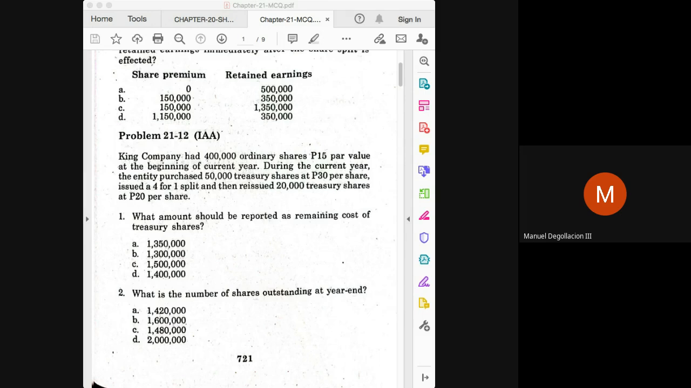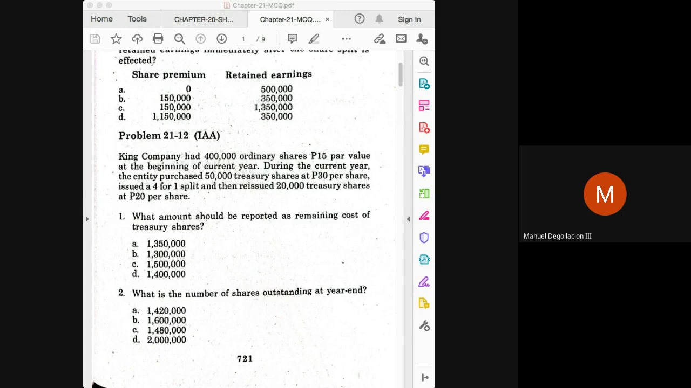Okay, and since you reissued 20,000, then the amount that will be reported as treasury share should also be reduced. Okay, but it's important for you to get the correct amount of remaining treasury shares. Yes, we have computed earlier, your remaining treasury shares is not 30,000, it's not 50 minus 20. It is also not 120,000. It's not the difference of 30,000 times 4. Okay, it is the 200,000 minus the 20,000.